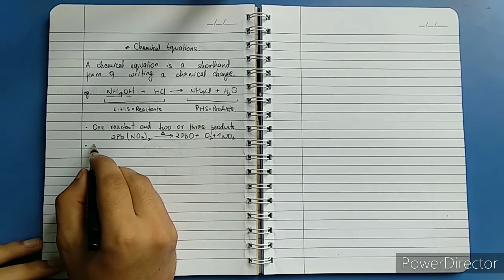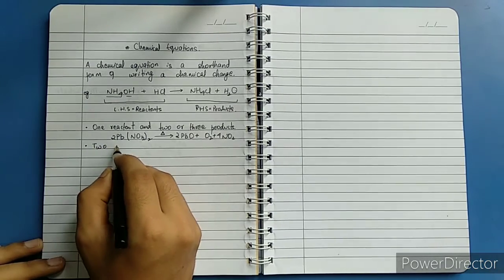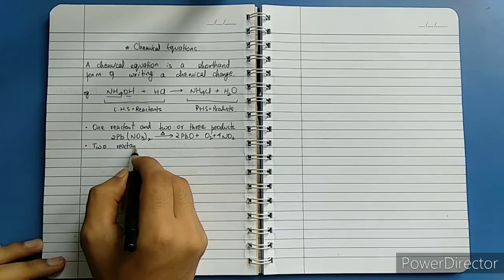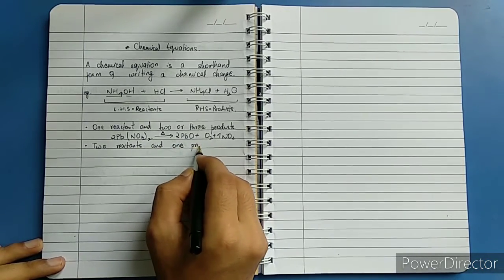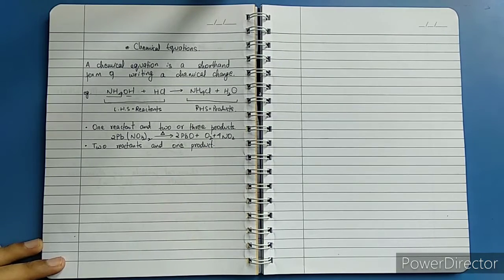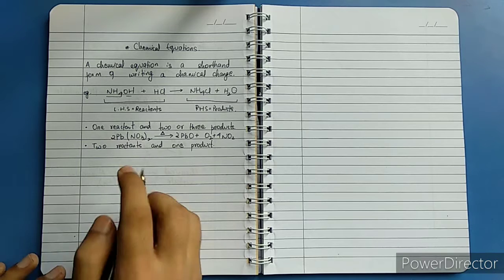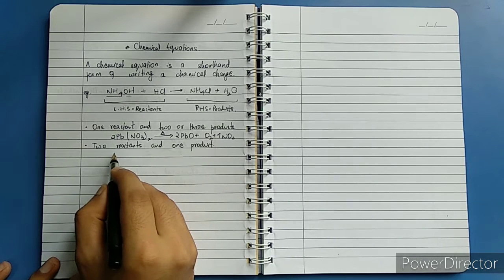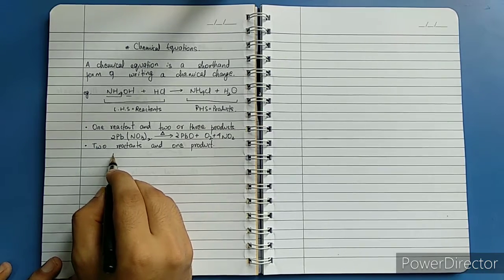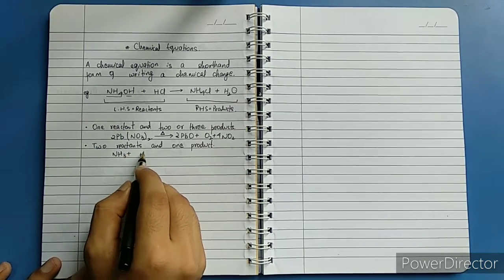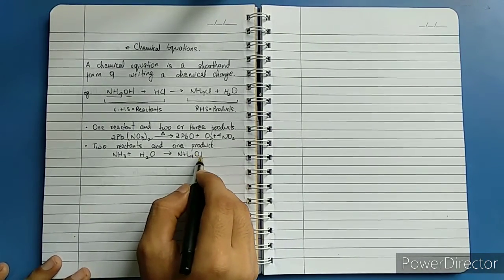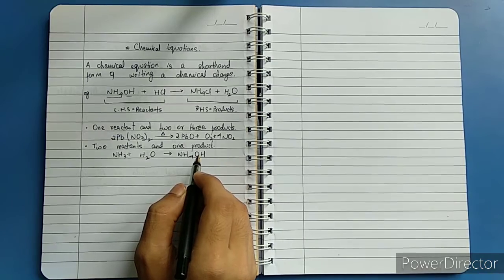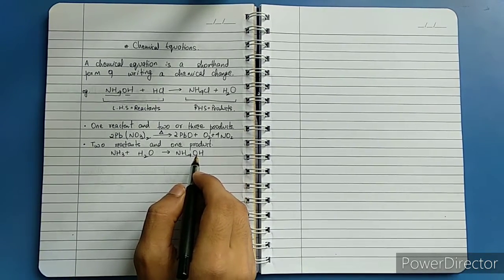Next example is of 2 reactants and 1 product. In this case, small molecules are coming together to form a large molecule. So this type of reaction is called a combination reaction. For example, ammonia reacts with water to give NH4OH. This is a combination reaction where small molecules react to form a large molecule.